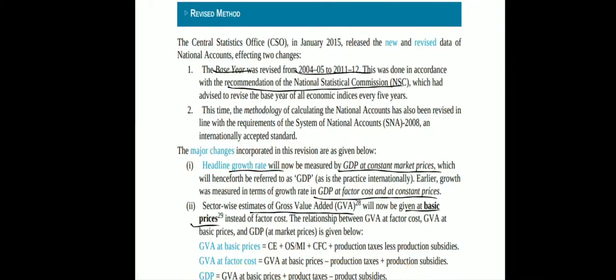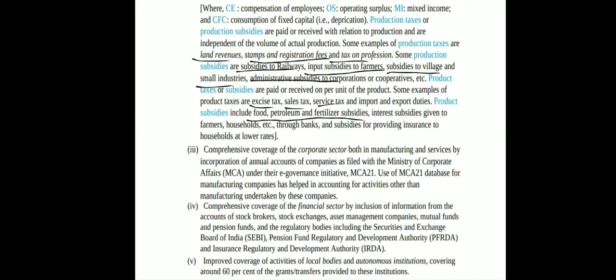And if we want to calculate GDP, how can we do that? We can see that when we have GVA at basic prices, we add the product taxes. This was the production taxes. Now we add the product taxes, and then we deduct the product subsidies. Let's quickly go through what are product taxes and product subsidies. When we see product taxes, these are the excise tax, sales tax, service tax, import and export duties, all of which have been substituted with GST now.